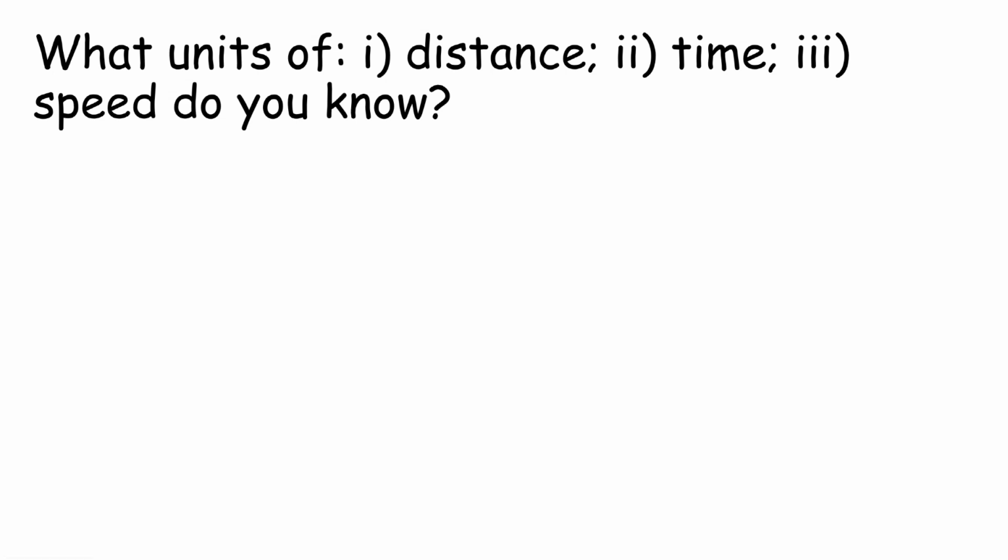Compound measures come from using two different units and combining them. Have a think about what units of distance you know and what units of time you know. So if we look at, for example, kilometers and hours, we should know that we can combine those into kilometers per hour, also written as kph. So that's one example of a unit of speed.